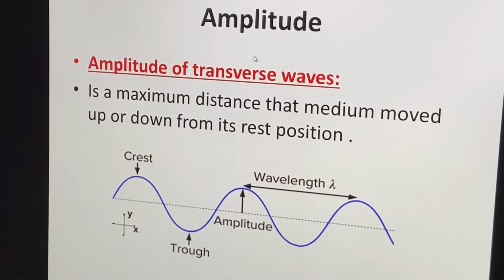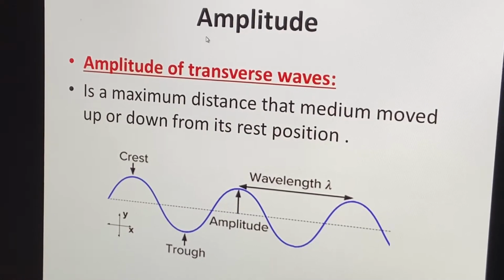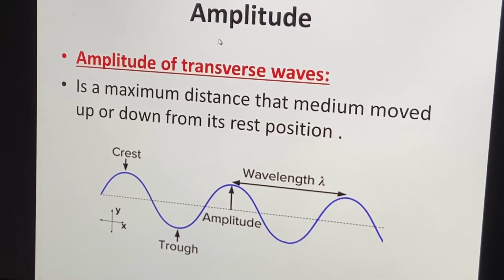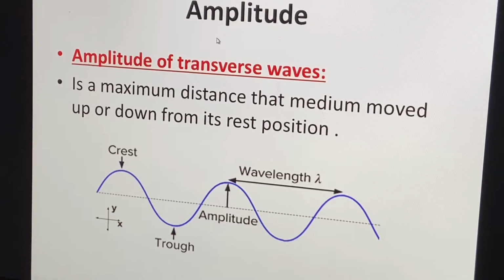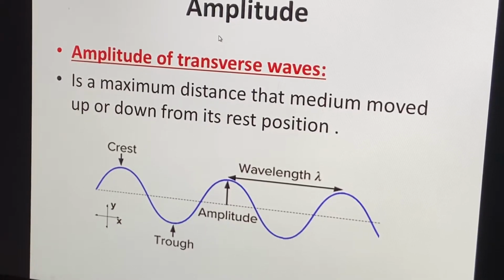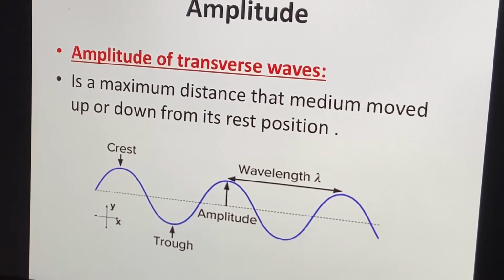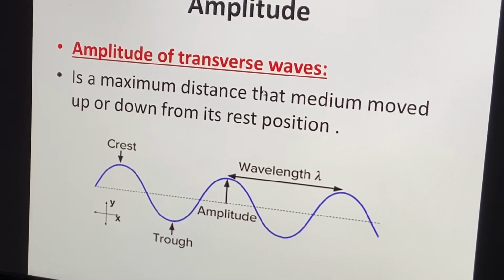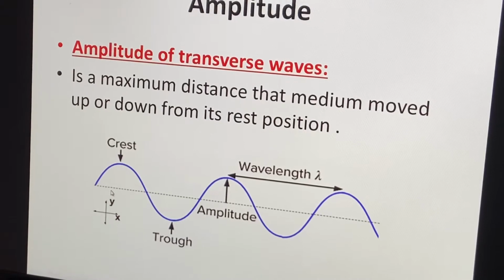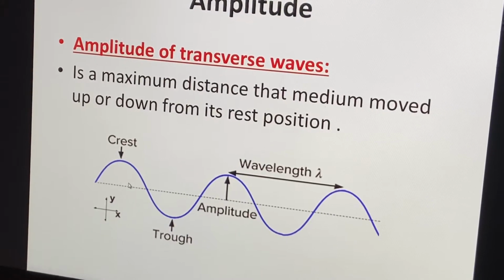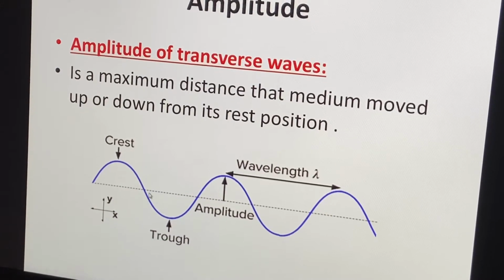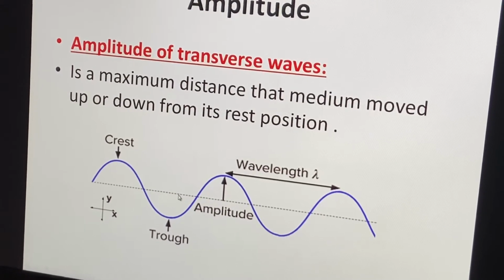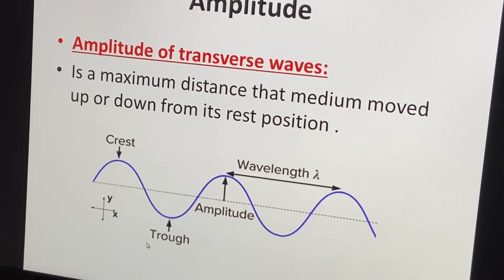You have the first one, the amplitude. Amplitude, by definition, is the maximum distance that the particles of the medium carrying the wave move away from their rest positions. So, if you were talking about the amplitude of the transverse wave, it will be the distance from this rest position to the crest. Then you have the distance from this rest position to the trough.